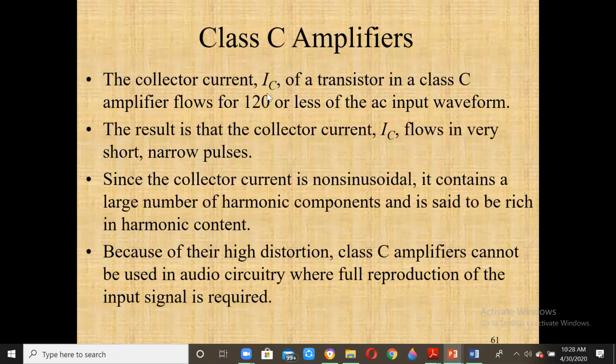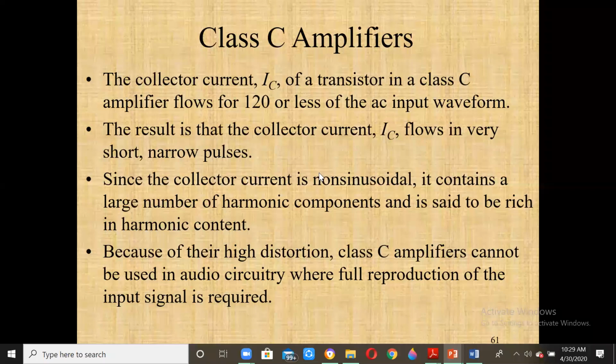Now we come to the class C amplifiers. For the collector current IC of the transistor in a class C, we know that class C amplifiers operate at less than 180 degrees of the cycle, generally of the order of 120 degrees or less of the input waveform. The result is that the collector current IC flows in very short, narrow pulses, less than 120 degrees.